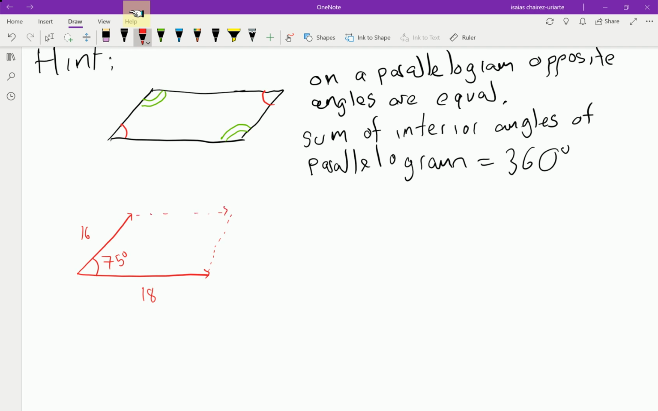That's an ugly parallelogram, but you get the idea. This is supposed to be 18 as well. This is supposed to be 16. Now, I am interested in finding that, the resultant. I'm going to call it R. So R is my resultant. It's the sum. Diagonal.